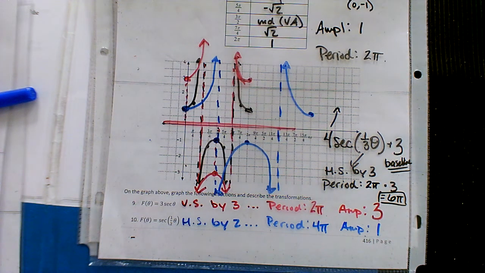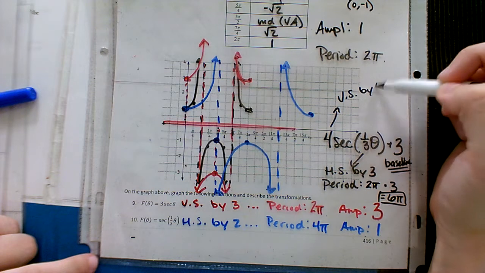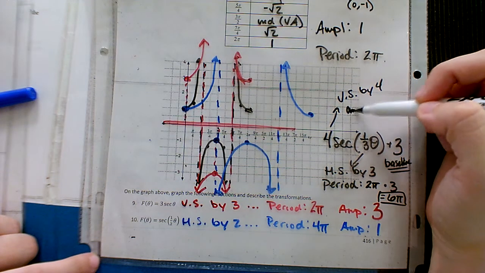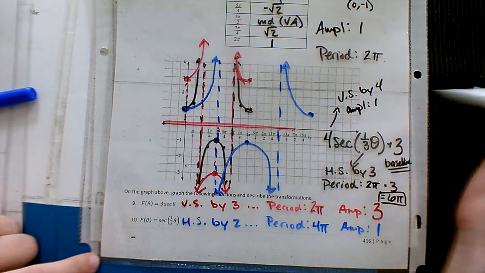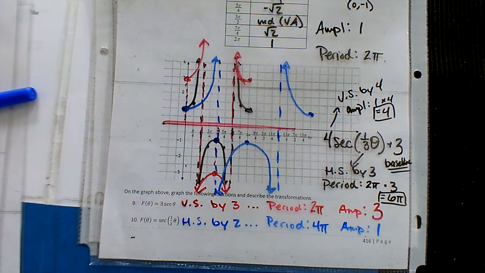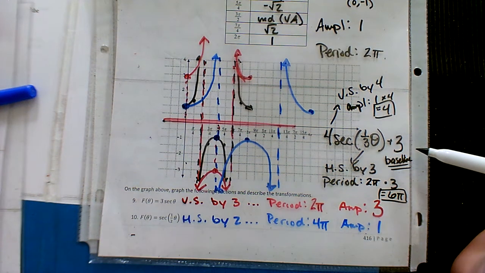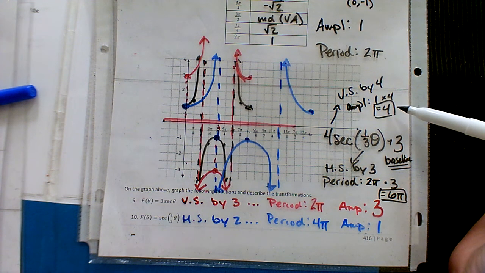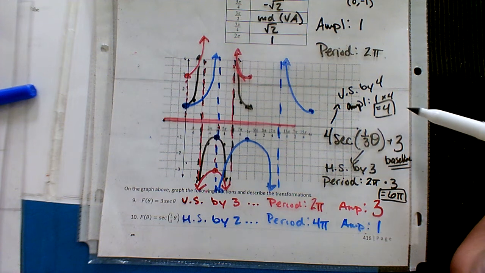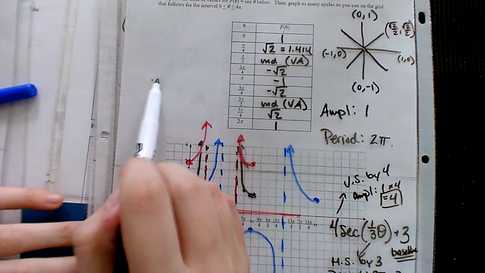All right, what about the 4 out front? Yeah? That'll be a vertical stretch by 4, so you multiply the amplitude by 4. There you go. So that's going to affect your amplitude. Your original amplitude is 1, vertically stretched by 4. We'll give you 4. All right, so if we were to think about it, the middle of the graph is at 3. We would have to count up 4 units and down 4 units to get the vertices on those parabolas. All right, so a little visual here.